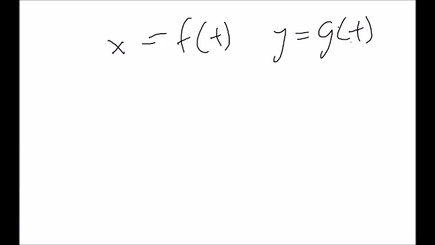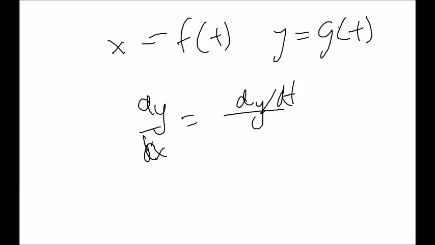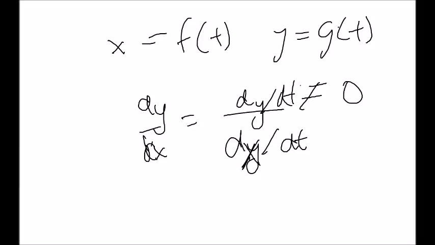First let's cover the derivative. So the derivative of parametric equations: if you have the two curves, x equals f of t, y equals g of t, then the slope, or the derivative, is dy over dx equals dy over dt over dx over dt. So the derivative of y with respect to t over the derivative of x with respect to t, and this cannot equal 0.